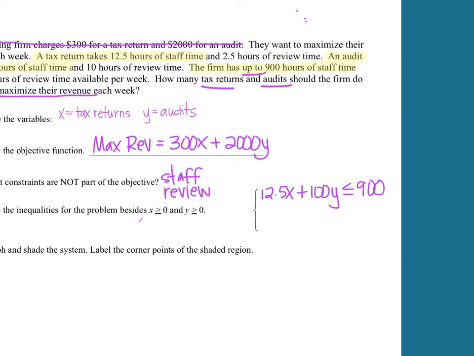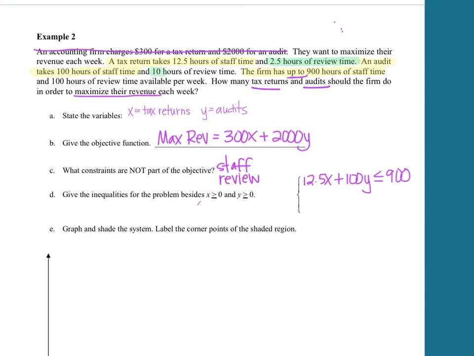Then I'm going to deal with my other constraint. My other constraint is the review time. So again, I'm going to color code. I've got 2.5 hours of review time, and then 10 hours of review time, and then the firm has up to 100 hours of review time. So now I'm going to write my constraint that has to do with review time. A tax return takes 2.5 hours. So 2.5 X plus 10 hours of review time, that's 10 Y, and up to 100 hours. So again, less than or equal to 100.